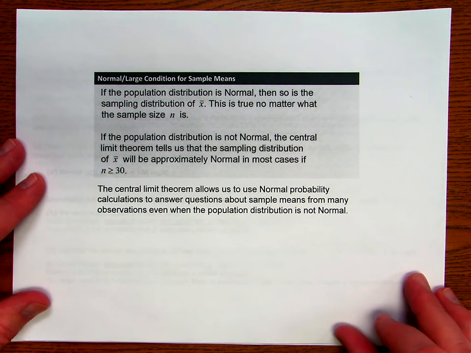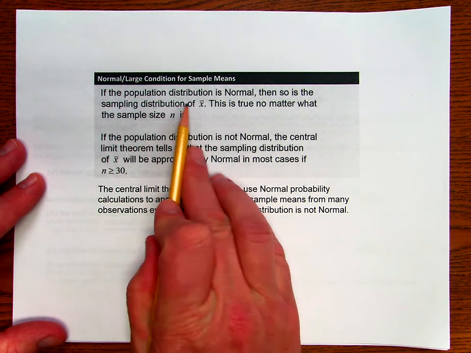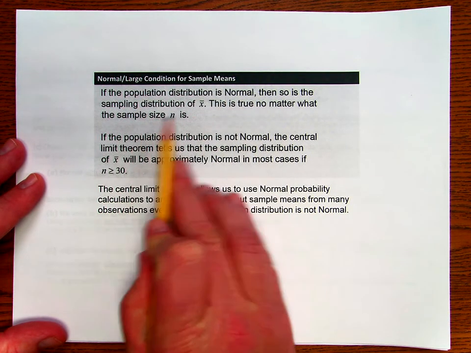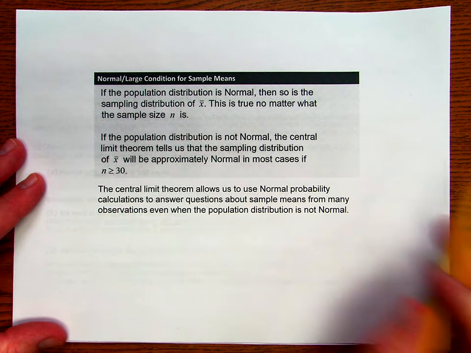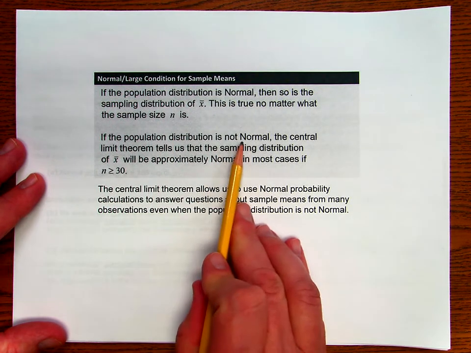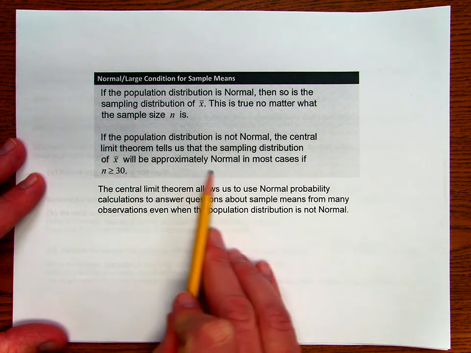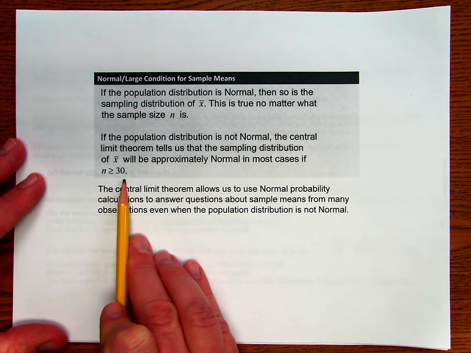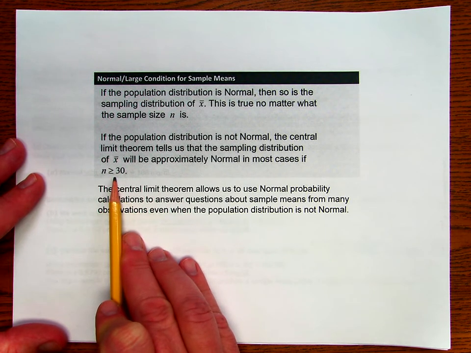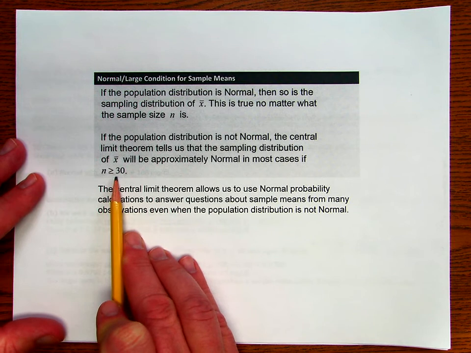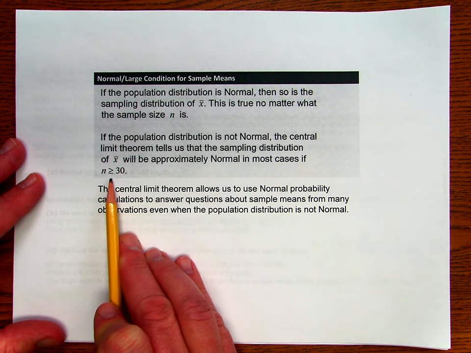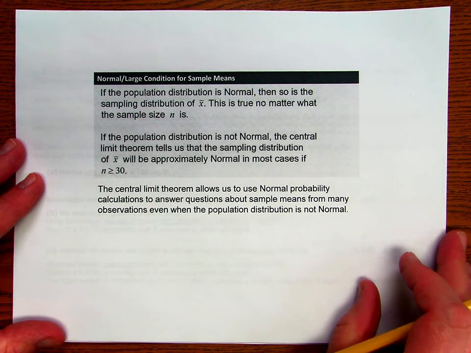All right, well, what if we do know the population distribution? If the population distribution is normal, so is the sampling distribution, no matter what the sample size is. If the population distribution is not normal, the central limit theorem tells us that the sampling distribution of x bar will be approximately normal in most cases if n is greater than or equal to 30. We're going to consider all cases, and it's always going to be 30 as the magic cutoff. Sometimes it doesn't have to be 30, but we're going to use it as the universal rule: regardless of population distribution shape, as long as we have a sample size of at least 30, we're going to assume approximately normal for the sampling distribution.